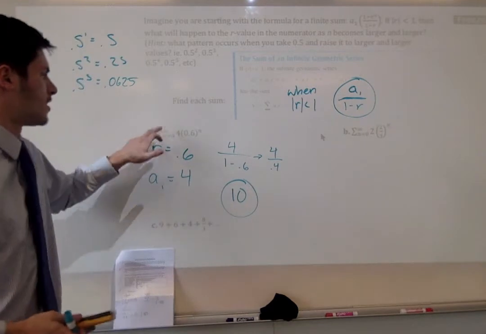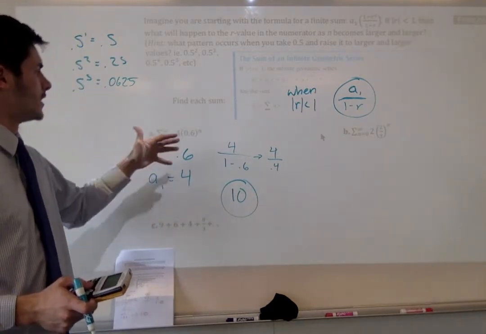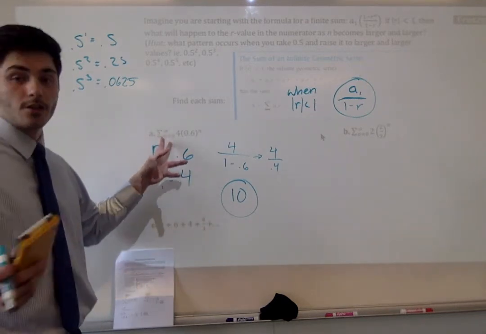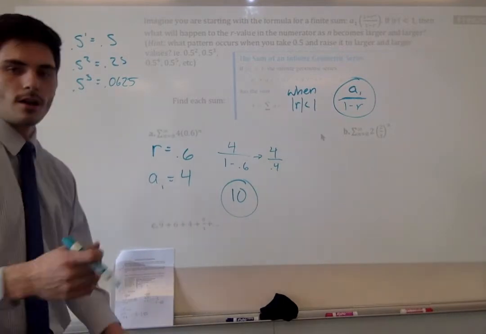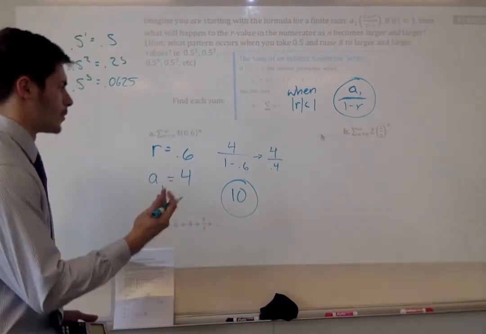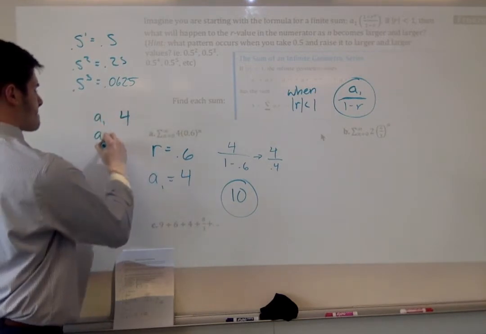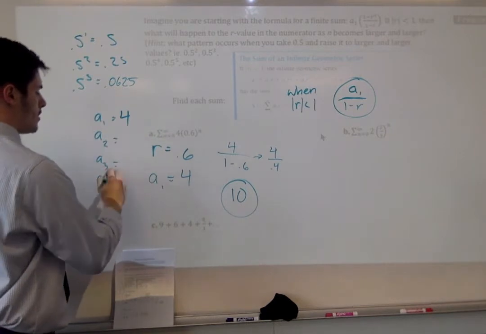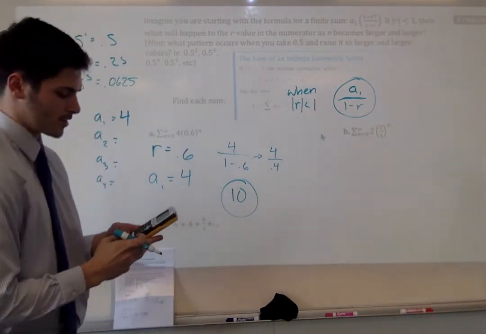So that means that the sum of this geometric sequence is going to be 10. The sum of this infinite geometric sequence, I should say. So what this is really checking, though, is if we tested this out, the first term would be 4, right? The second term would be 4 times 0.36.